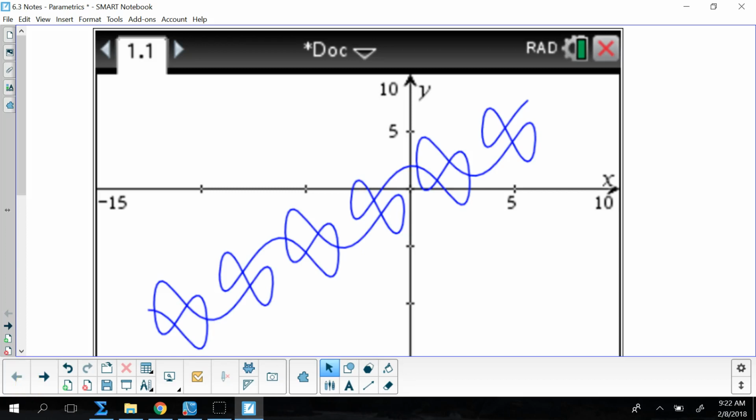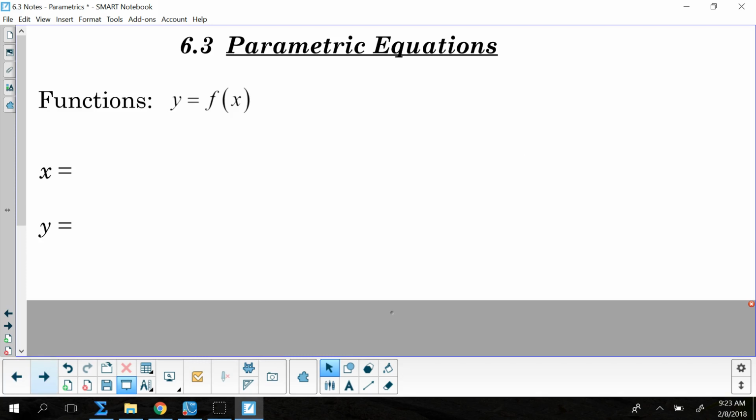So that is a parametric equation. A little different than what you've probably seen before, right? You're used to seeing lines and parabolas and cubics and all that stuff, right? Parametrics are a little different in what we do. So, let's dive into parametrics. By the end of class today, you'll graph this, just so you know. That's our goal today.